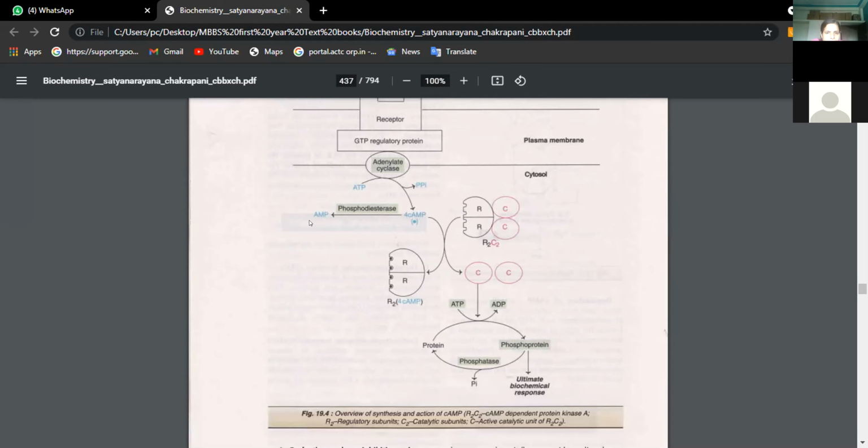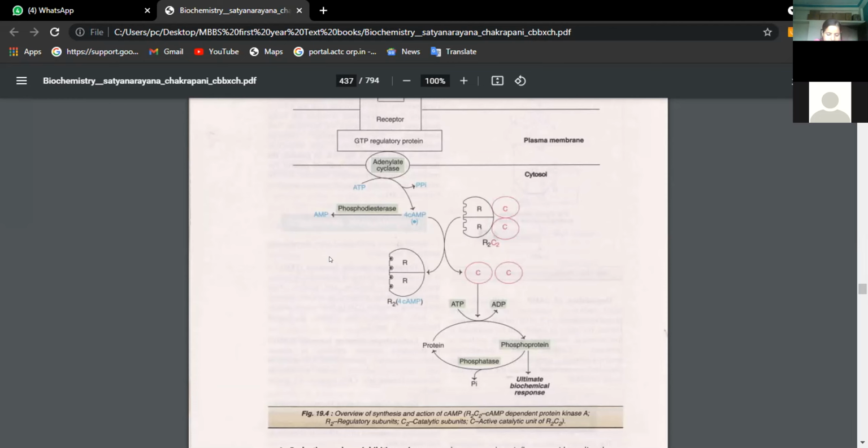in a different way. Here ATP is converted to cyclic AMP. ATP is losing its high energy phosphate, and this cyclic AMP is then converted to AMP with the help of phosphodiesterase. Through a series of steps, you will see whatever biochemical response we want is being brought about by this G coupled protein. That is the G protein.